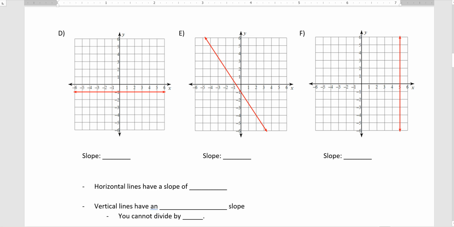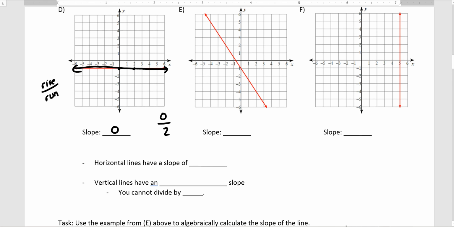All right, let's check what we got here. Looking at letter D, notice all of these points are horizontal. Remember, this is rise over run. How far up did this line go? Well, it didn't go up any. It went up 0. How far over did it go? It went over 2. Well, what's 0 divided by anything? 0, right? So this horizontal line has a slope of 0. In fact, all horizontal lines have a slope of 0.